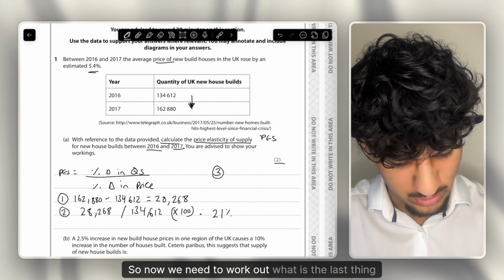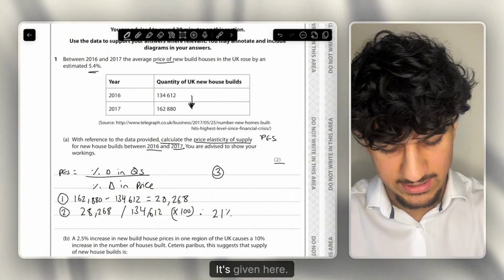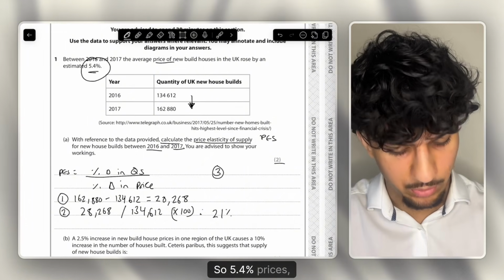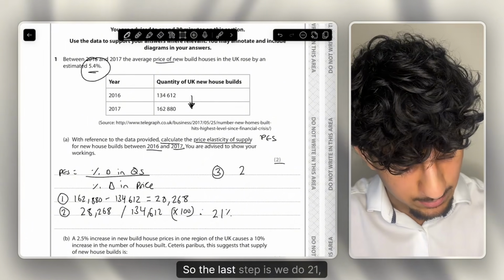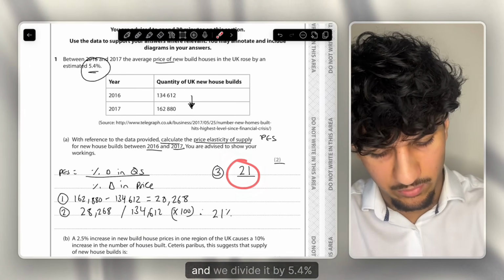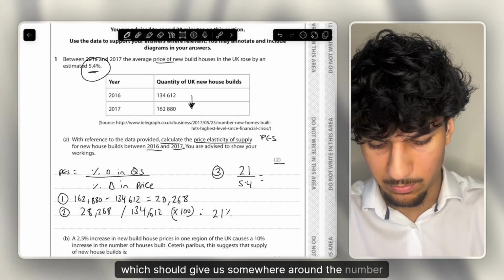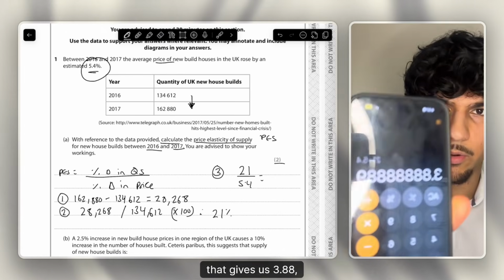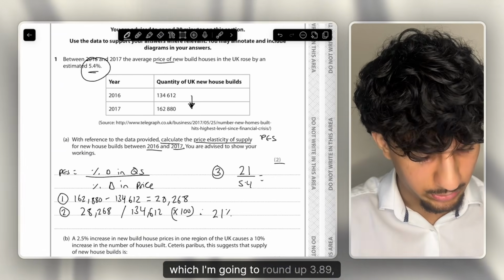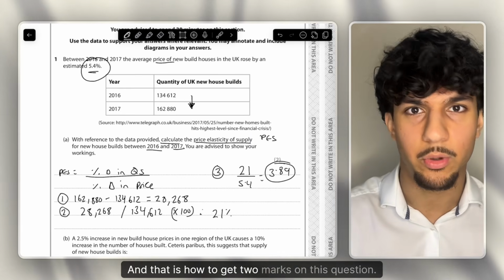Now, what is the last thing we need to work out? We need to work out the percentage change in price, which of course is actually given. It's given here. So 5.4%, house prices rose. So the last step is we do 21, which is the percentage change in quantity supplied, and we divide it by 5.4%, which should give us somewhere around the number 4, I believe. Yes, that gives us 3.88, which I'm going to round up to 3.89, which would be our PES, and that is how to get 2 marks on this question.